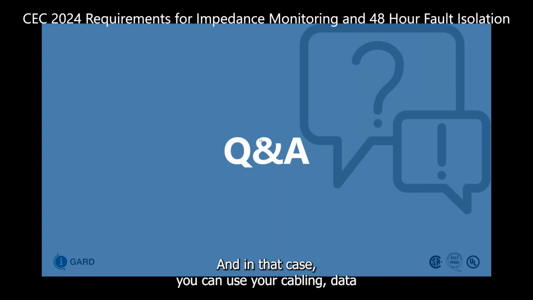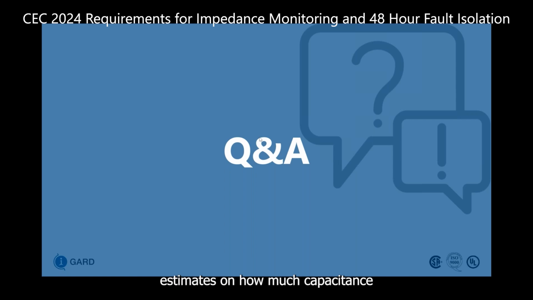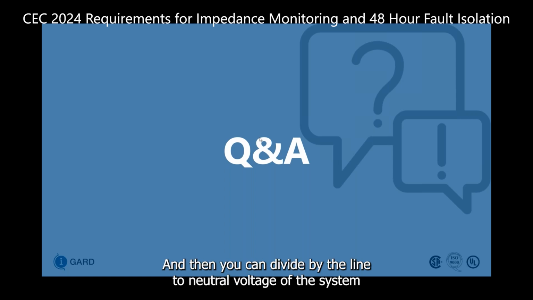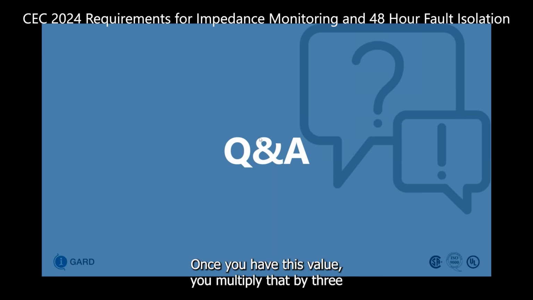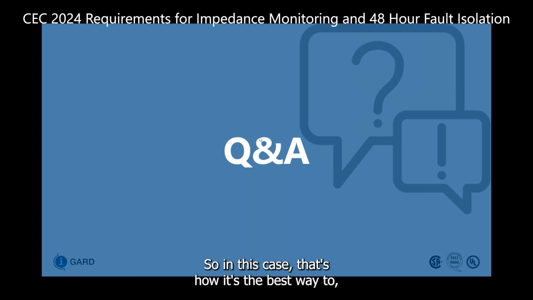And in that case, you can use your cabling data sheets, your SLD and your cable schedule, as well as your site plan to do rough estimates on how much capacitance the cables are contributing. Once you have that capacitance value, you can convert that to a reactance by doing 1/(2πfC), and then you can divide by the line to neutral voltage of the system to get your charging current per phase. Once you have this value, you multiply that by 3 because you want the total system charging current coming from all 3 phases. So in this case, that's the best way to do an estimate calculation.